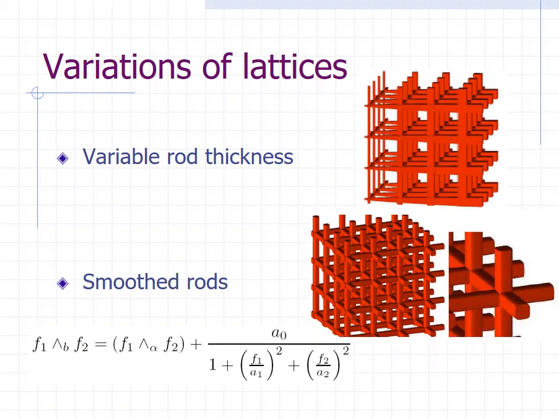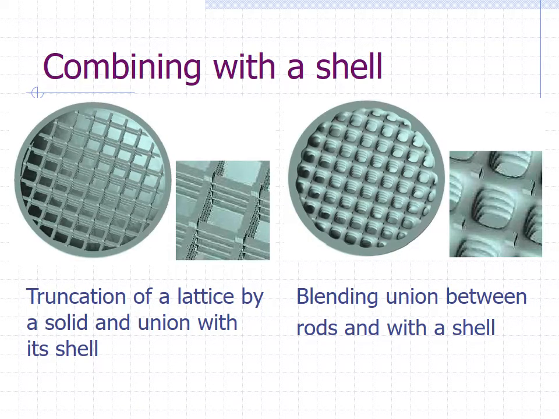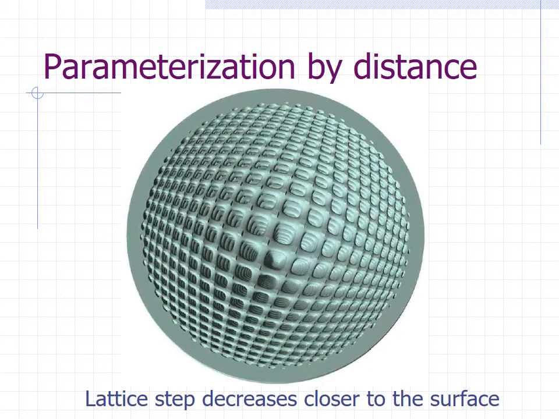As a variation of lattices, a variable thickness of the rod can be introduced, or a blending operation can be added to get smoothed rods. The lattice can be combined with a shell, and a blending union operation can also be added between rods and with a shell. Here is an example of parameterization. Parameterization by distance can be introduced. Here you can see that the lattice step decreases closer to the surface.